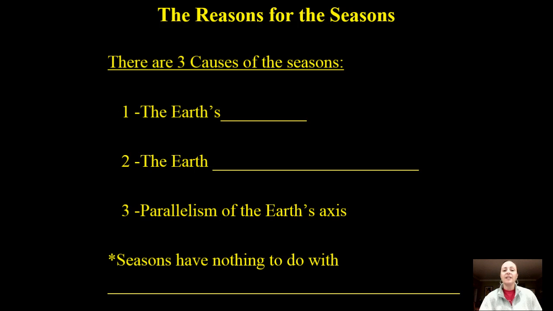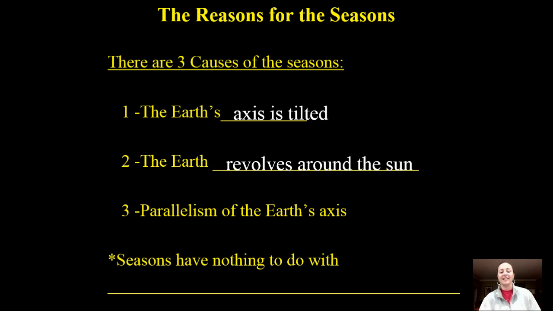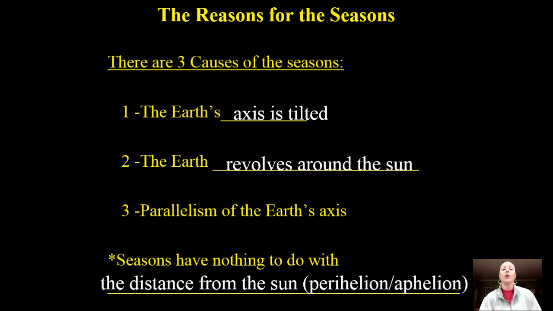So the reasons for the seasons, there are three causes. The Earth's axis is tilted, the Earth revolves around the sun, and the parallelism of Earth's axis. Now, seasons have nothing to do with how far away or how close the Earth is to the sun. So get that out of your head right now. The three reasons we have seasons is because the Earth's axis is tilted, the Earth revolves around the sun, and the parallelism of the Earth's axis.